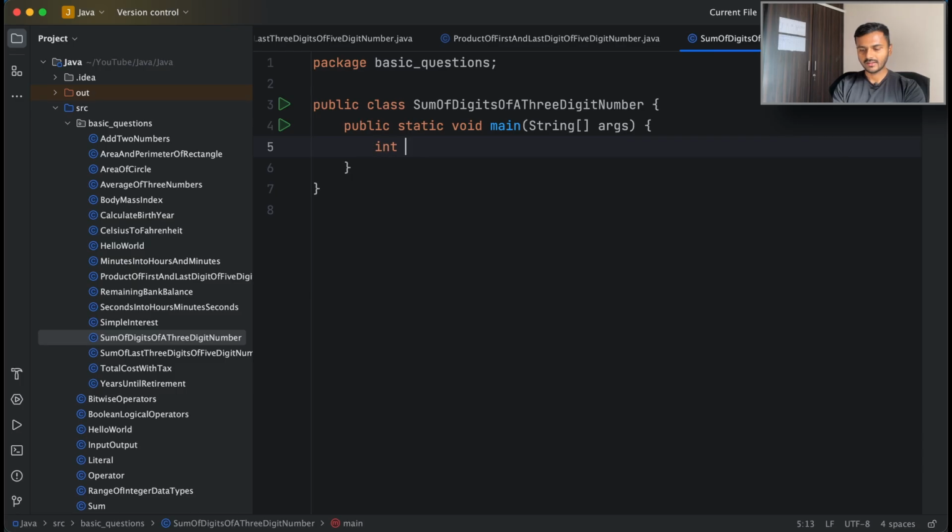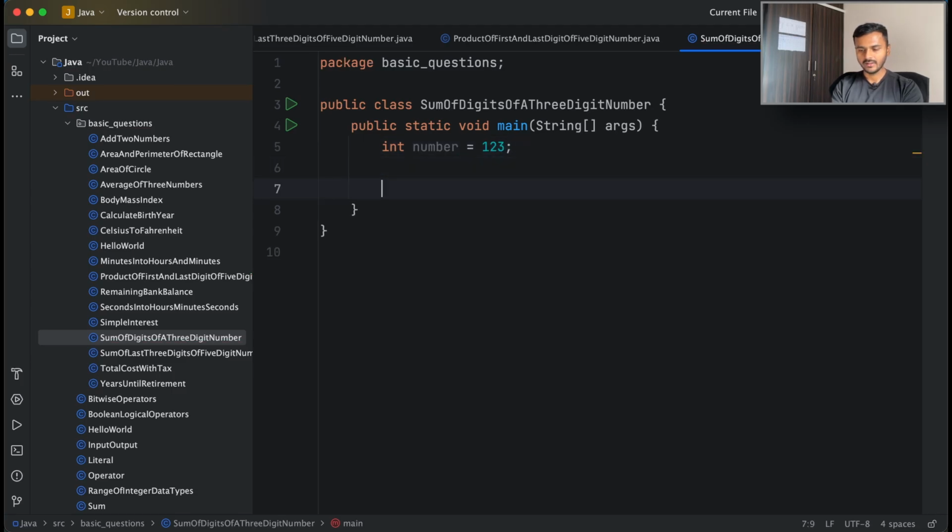So if I take a variable called number and I assign it, say 123, what is the first digit going to be? The first digit is going to be number mod 10. Now, what is the remaining number going to be? The remaining number is going to be number divided by 10, right? We can switch this around, have this as the first step and this as the second step.